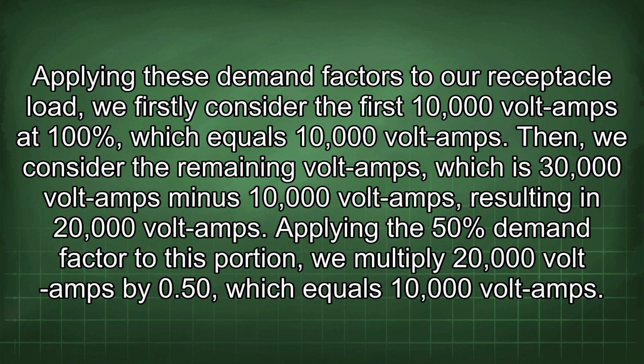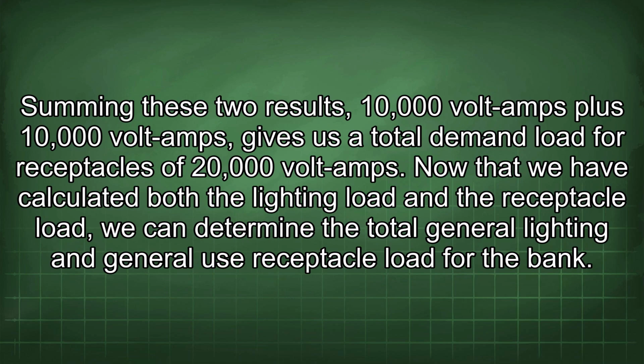Applying these demand factors to our receptacle load, we firstly consider the first 10,000 volt-amps at 100%, which equals 10,000 volt-amps. Then we consider the remaining volt-amps, which is 30,000 volt-amps minus 10,000 volt-amps, resulting in 20,000 volt-amps. Applying the 50% demand factor to this portion, we multiply 20,000 volt-amps by 0.50, which equals 10,000 volt-amps. Summing these two results, 10,000 volt-amps plus 10,000 volt-amps, gives us a total demand load for receptacles of 20,000 volt-amps.